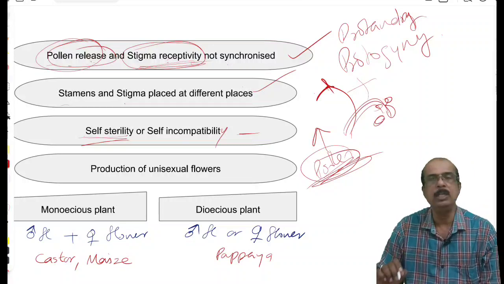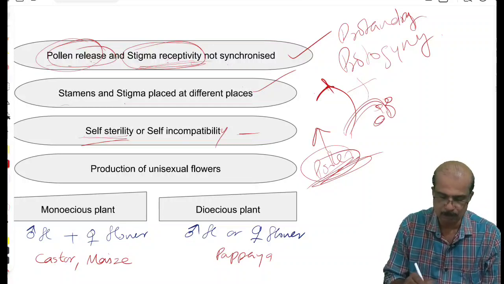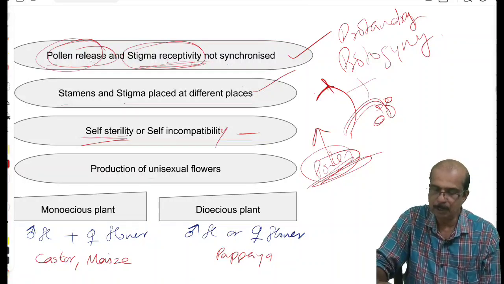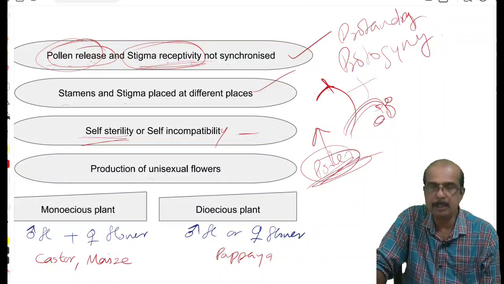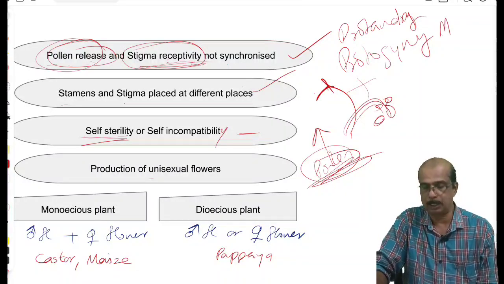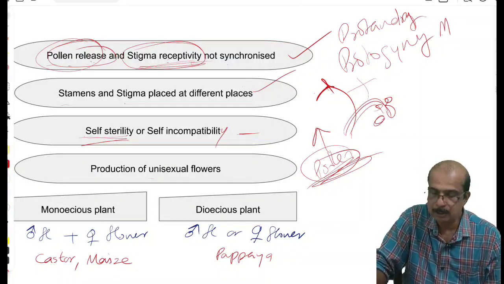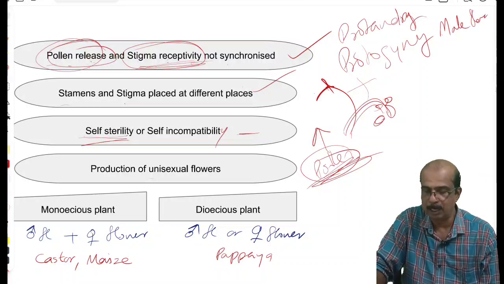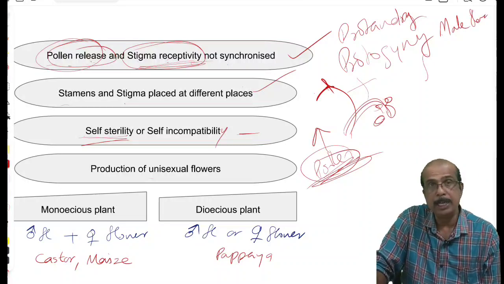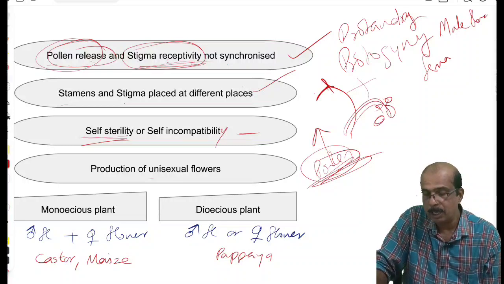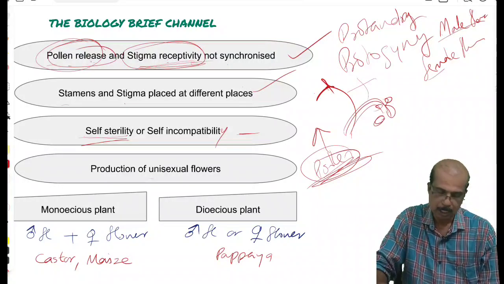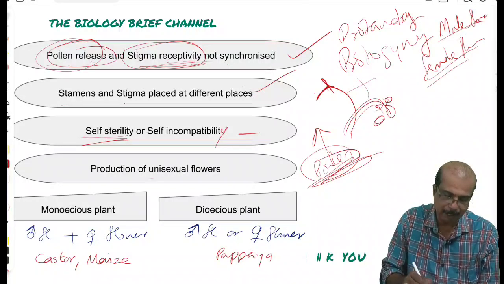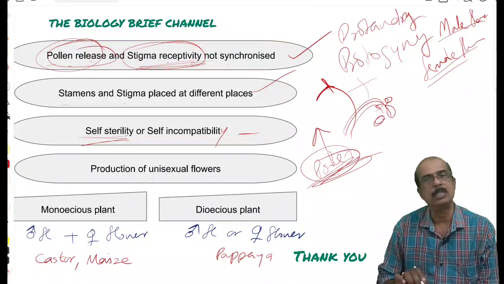Then production of unisexual flowers. A unisexual flower means a flower where only one reproductive organ is present. If only gynoecium is present, it is a female flower. If only androecium is present, it is a male flower. There may be male and female flowers in the case of unisexual flowers.